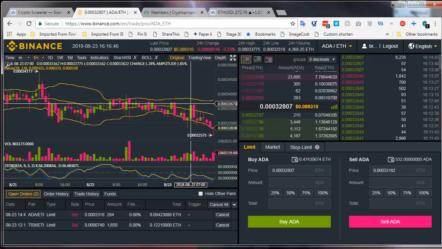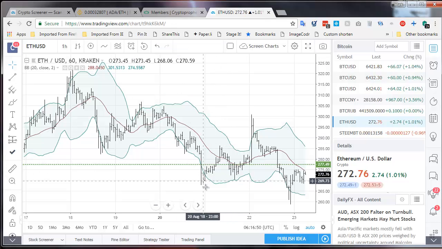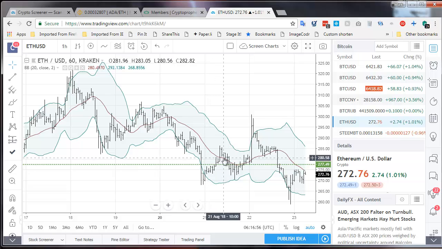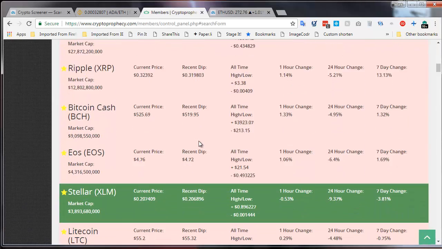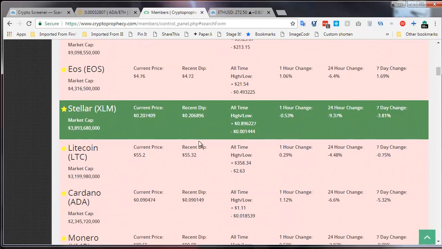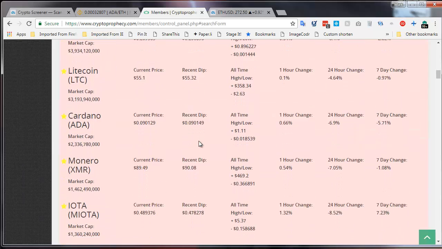So there's the process that I follow. What's the quick summary then? We're looking for price to drop below the Bollinger Band, find an entry point, and then trade through. And I want to ideally pick a coin that has been oversold.